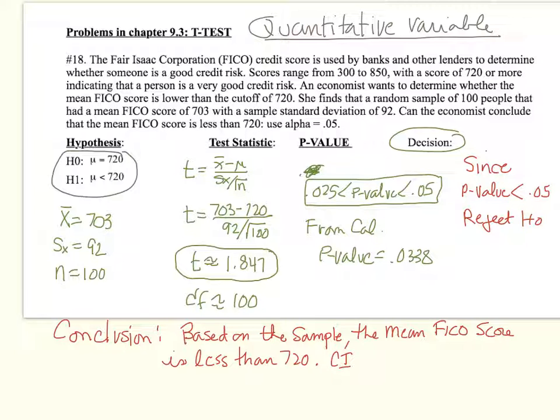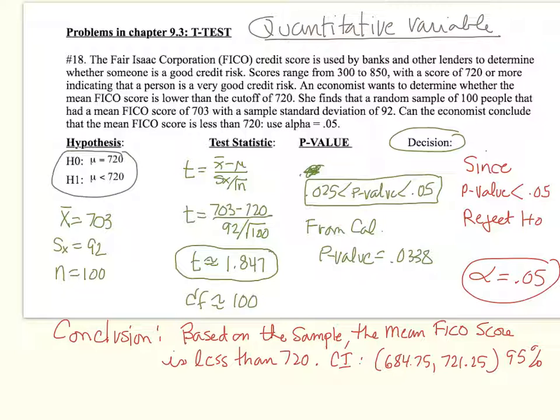And then we usually calculate a confidence interval. Our confidence interval in this case, when we do it on the t-interval, we get 684.75 to 721.25, and that's a 95% confidence interval. And the reason we use 95 is because we're using alpha equal to 0.05. Okay, now the question is, it's between these two points, and yet I'm testing the hypothesis at 720. Why then is it rejected?